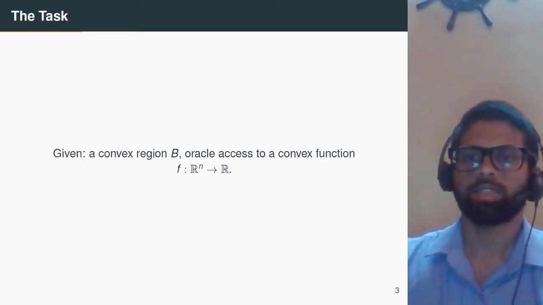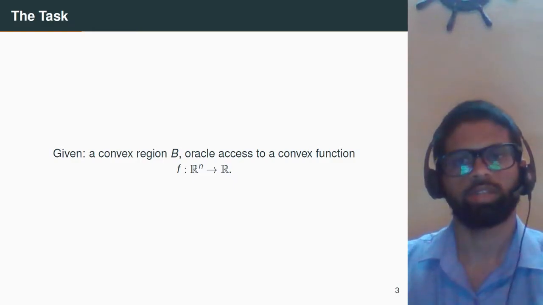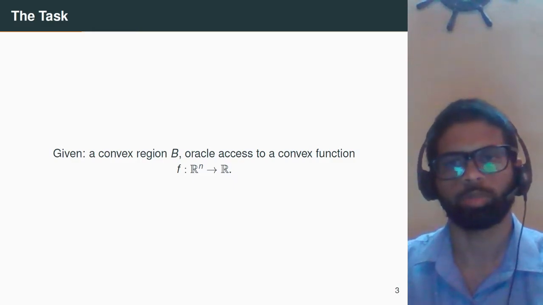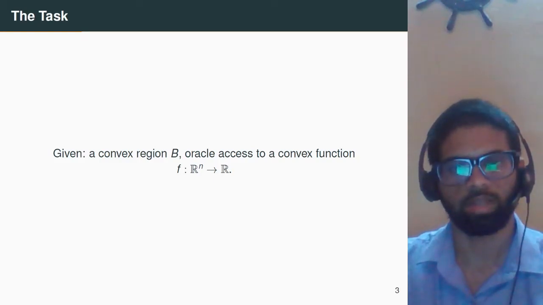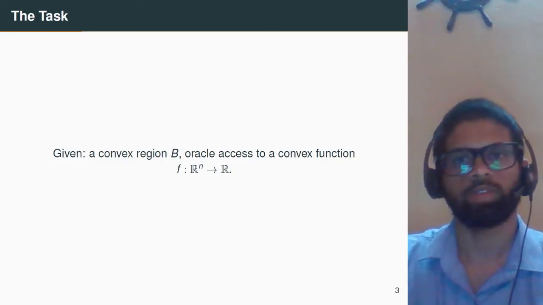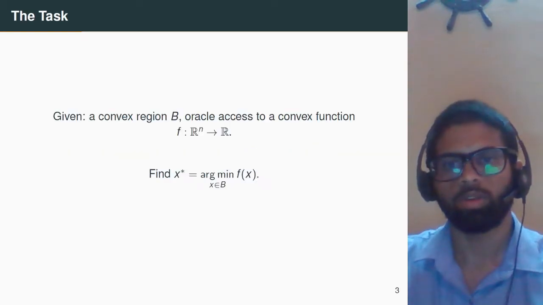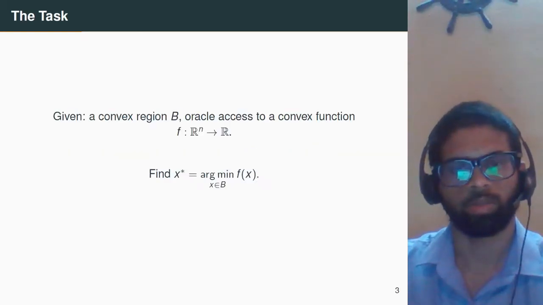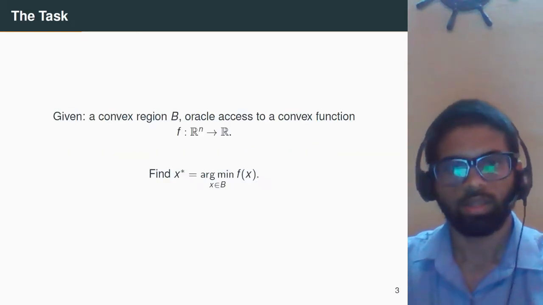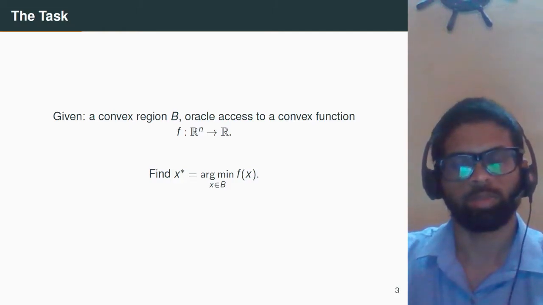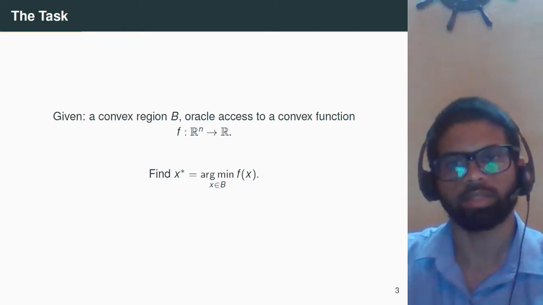So in convex optimization, you're given a convex region, which we'll assume is a ball for the purposes of this talk. And you're given oracle access, by which I mean function value and gradients, to a convex function f. And we want to know what is the point at which f takes its minimum value. This is impossible to solve. It could take arbitrarily many queries.